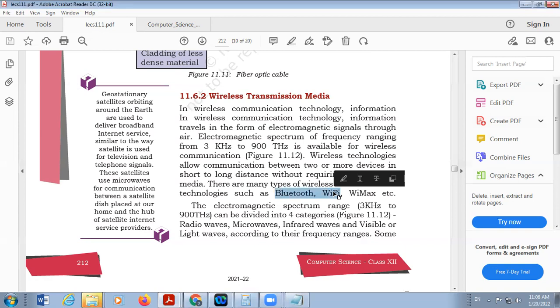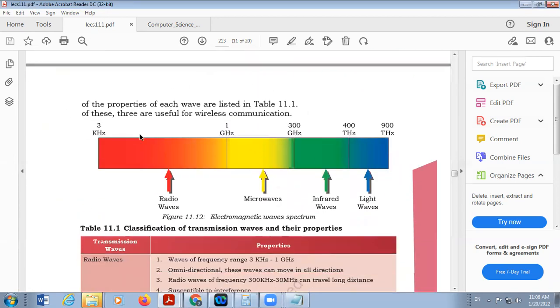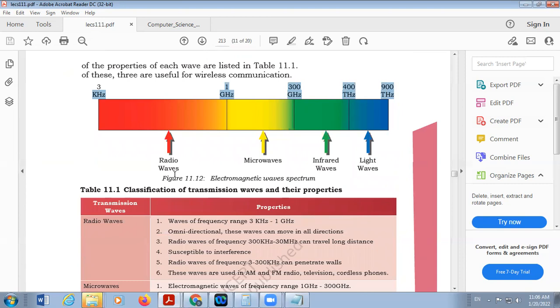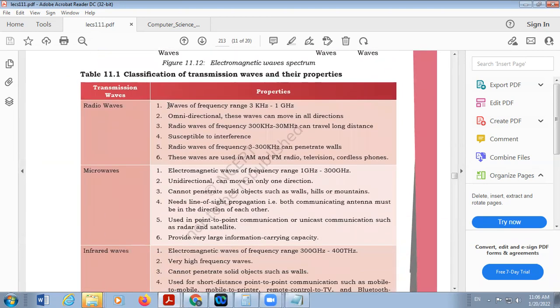Okay, so here is one image that shows kilohertz to terahertz, how much frequency is taken by these different types of medium. So here we have radio waves, microwaves, infrared waves and light waves. When we discuss radio waves, beta, the frequency of radio waves is from 3 kilohertz to 1 gigahertz.